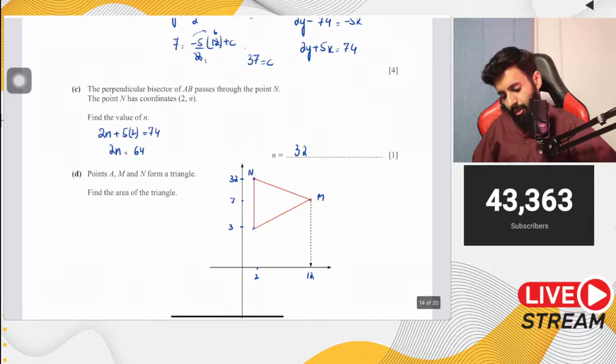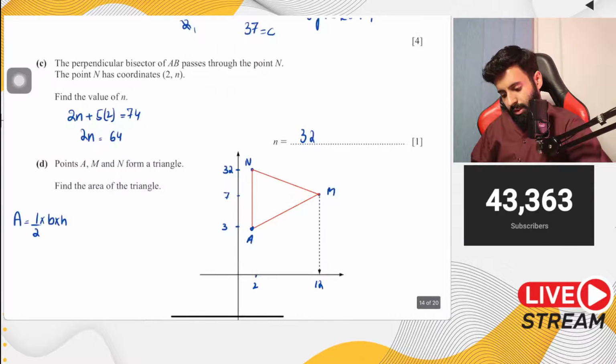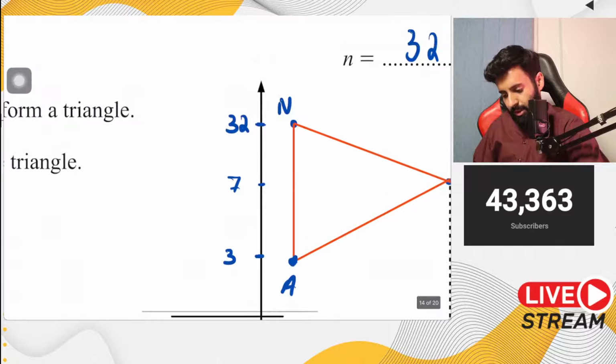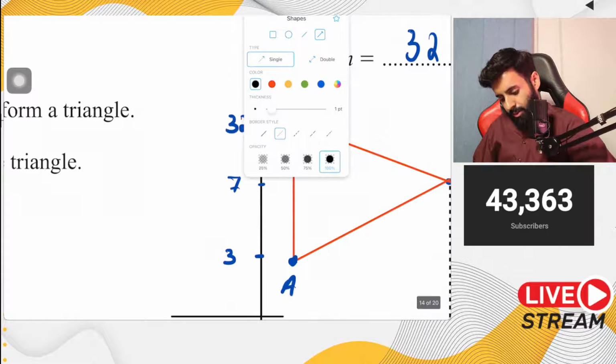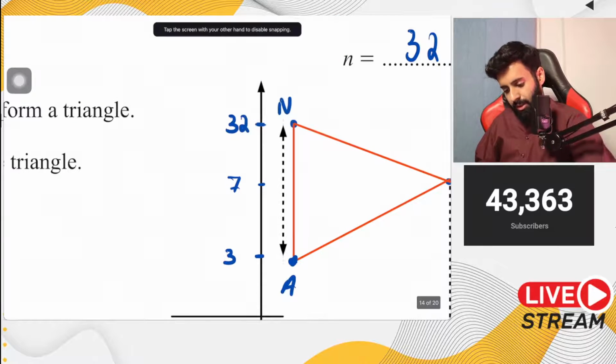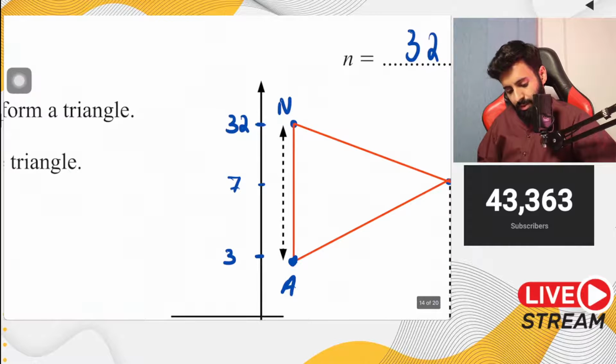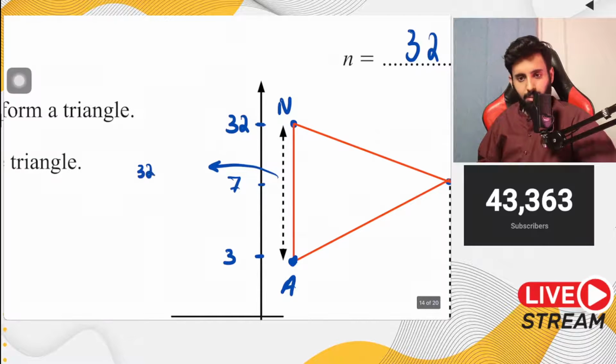Here it is. Now how do you calculate the area? Area is half into base into height. So this length is going to be the base, clearly. So what's the base going to be? The base is going to be 32 minus 3, which is equal to what? Which is equal to 29.